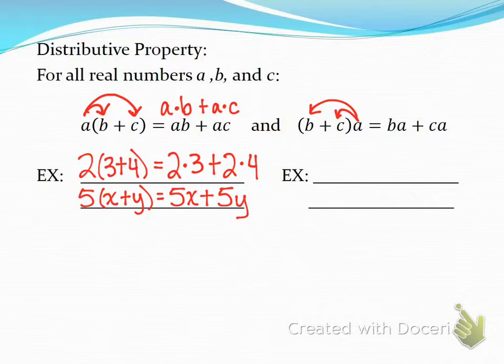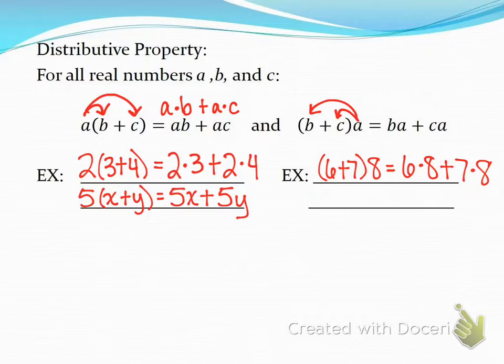Okay, we can also multiply from the back. So if we have the parentheses coming first, so we'll do (6 plus 7) times 8. If we're distributing from the back, we're going to take the 6 times 8 plus 7 times what? 8. Good.